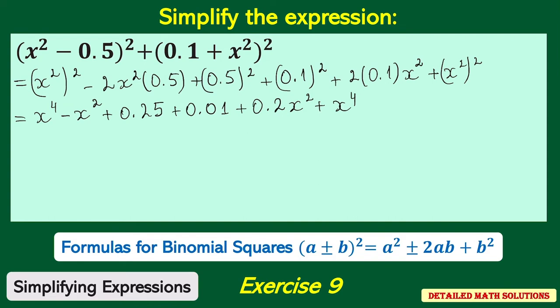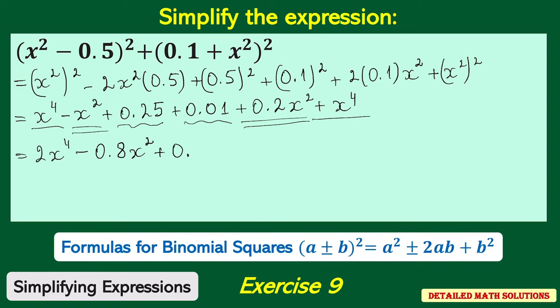As the next step, I need to add all like terms. Like terms are x⁴ and x⁴, −x² and 0.2x², and lastly 0.25 and 0.01. When I add these pairs of like terms, I get 2x⁴ − 0.8x² + 0.26. I can't simplify further, therefore this is the final answer for this exercise.